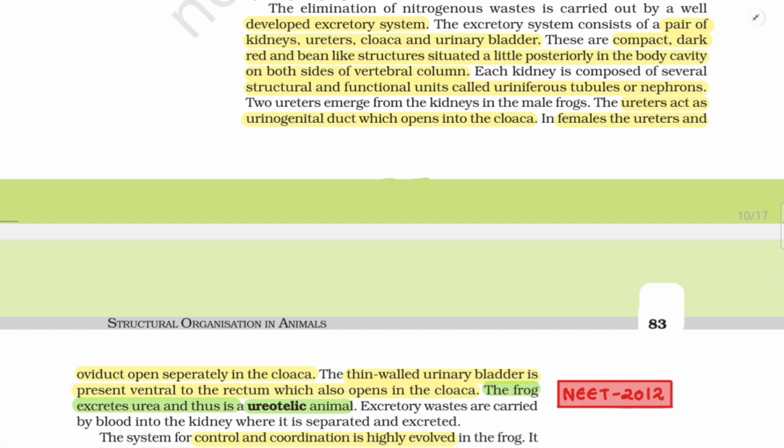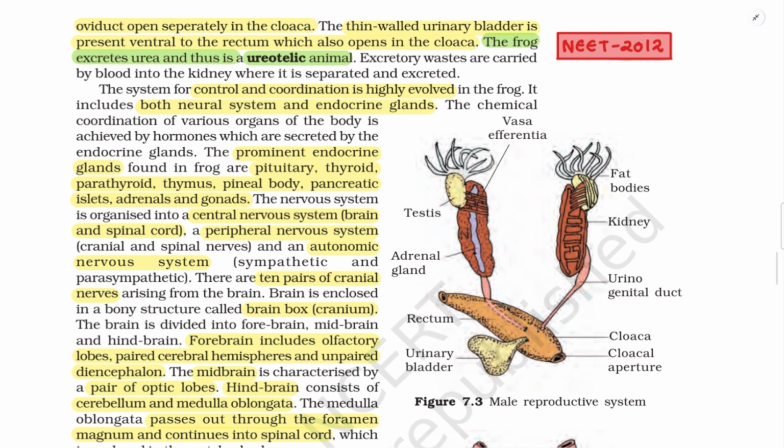In females, the ureters and oviduct open separately in the cloaca. The thin-walled urinary bladder is present ventral to the rectum, which also opens in the cloaca. The frog excretes urea and thus is a ureotelic animal. Excretory wastes are carried by blood into the kidney, where they are separated and excreted.